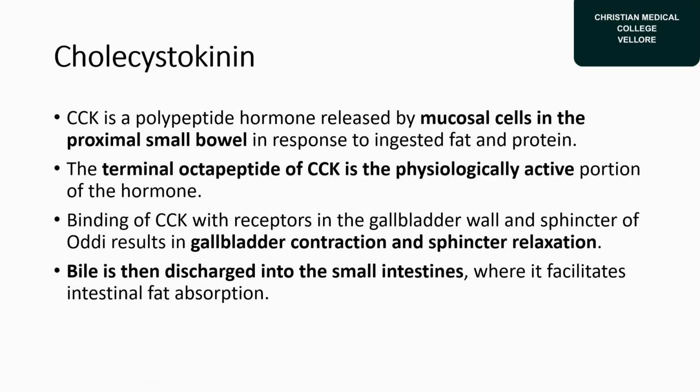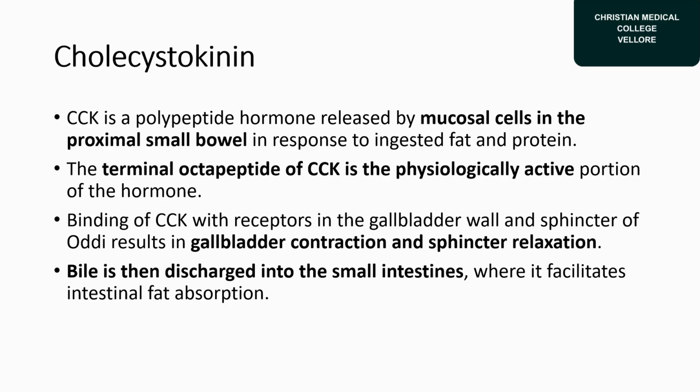So how does cholecystokinin act? What is cholecystokinin? It is just a polypeptide hormone which is released by the proximal small bowel. It is released for the digestion of fat and protein. So in response to the ingested fat and protein, the small bowel releases CCK. It is the terminal part of this hormone that is actually the active portion of the hormone.